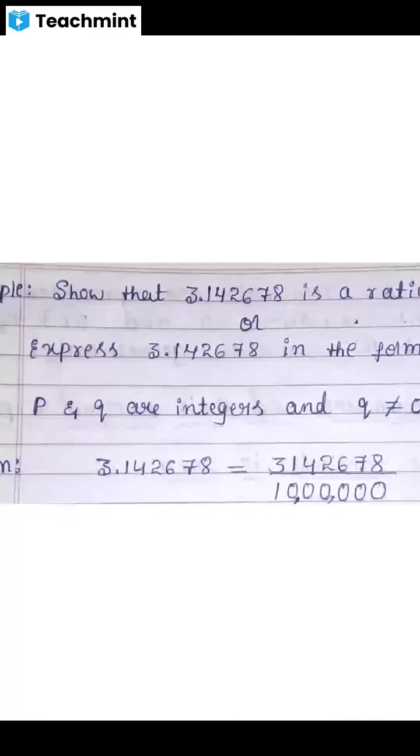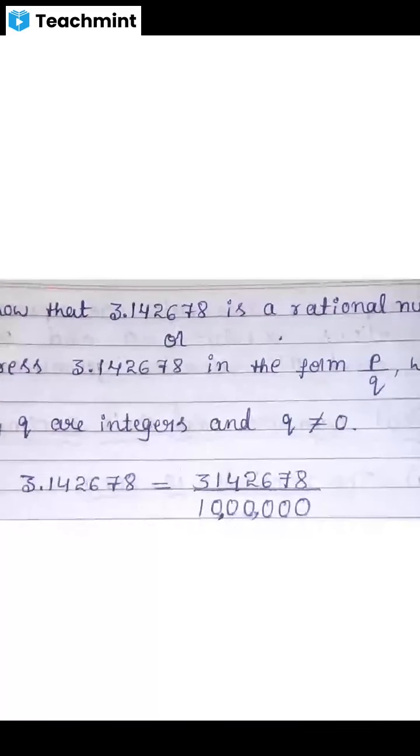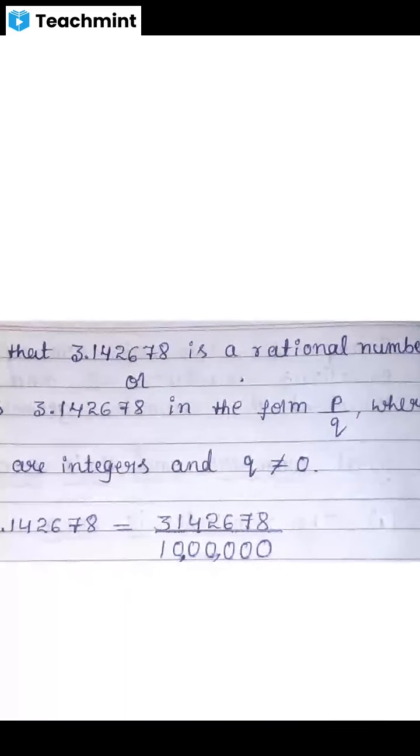Show that 3.142678 is a real number. Now, just observe this number. Is it a terminating decimal expansion? Yes, it is a terminating decimal expansion, because the decimal expansion ended. That's why it's called a terminating decimal expansion.